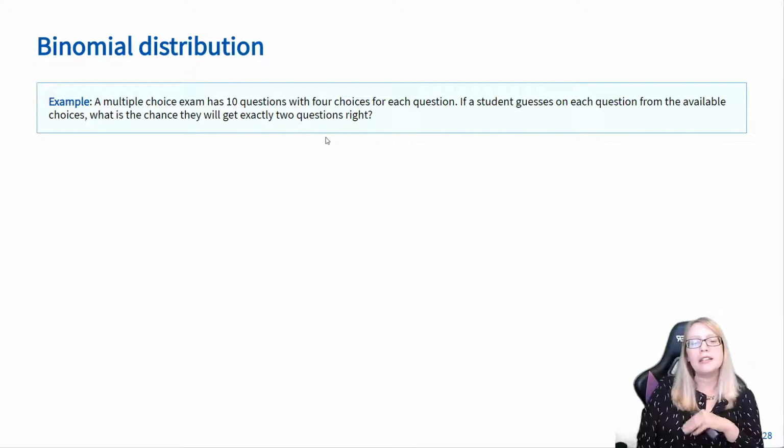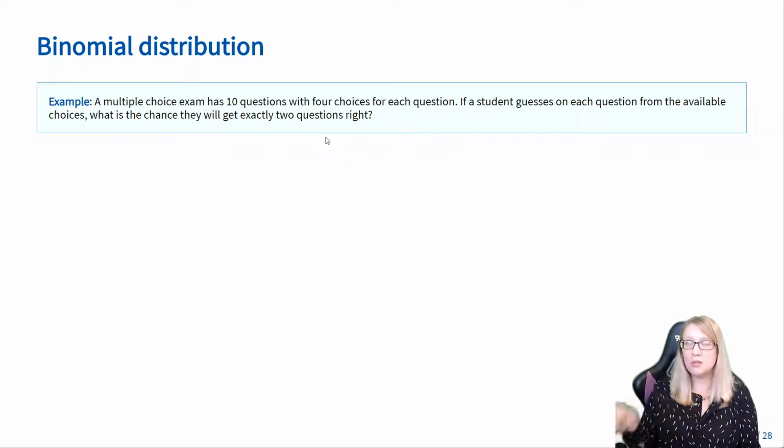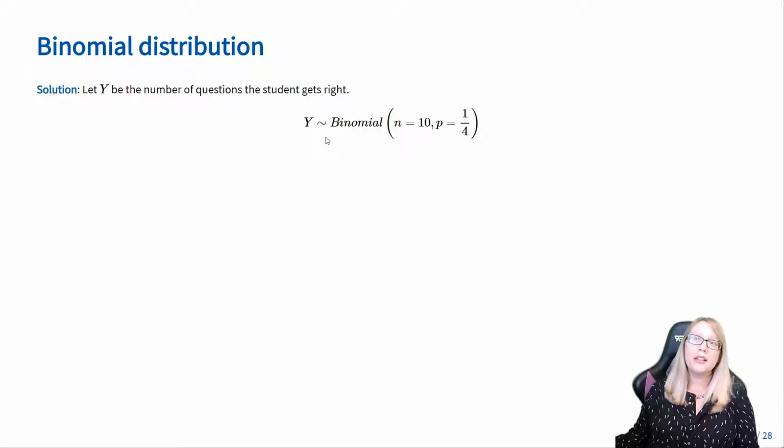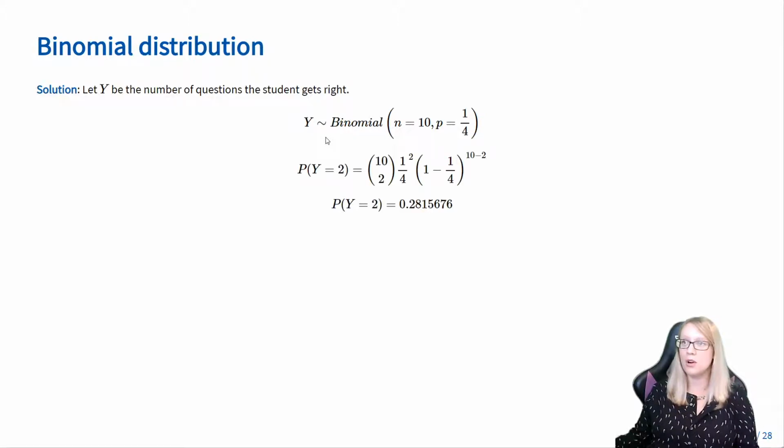So let's take a look at an example of finding probabilities with a binomial distribution. Suppose a multiple choice exam has 10 questions with 4 choices for each question. If the student plans to guess on each question from the available choices, what is the chance that they will get exactly 2 questions right? So we're going to let y be distributed binomial. N is the number of questions, so there are 10 questions. P is the probability of guessing correctly on any individual question, so P is 1/4.